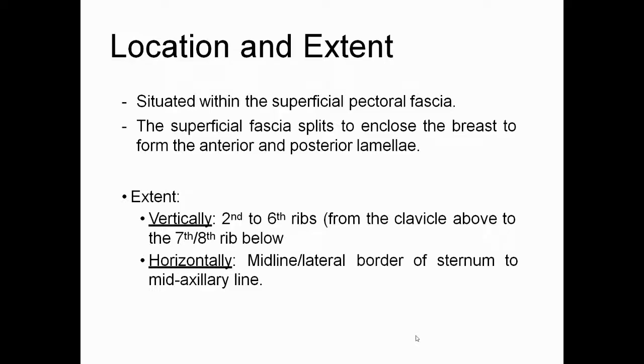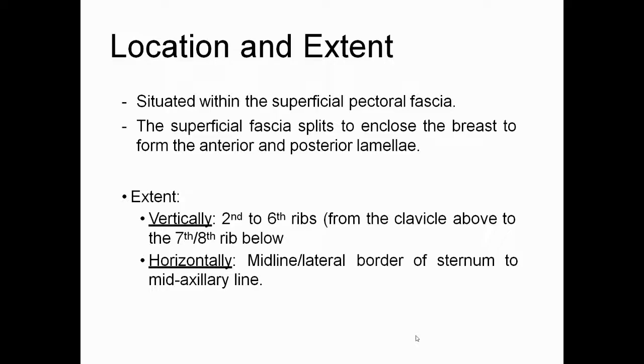What is the location and extent? It is situated within the superficial pectoral fascia, and the superficial fascia splits to enclose the breast to form the anterior and posterior lamellae. What is the extension of the breast? Vertically, it extends from the second rib to the sixth rib. You can say from the clavicle above to the seventh or eighth rib below.